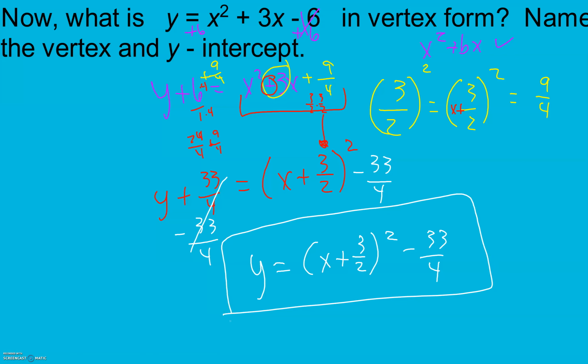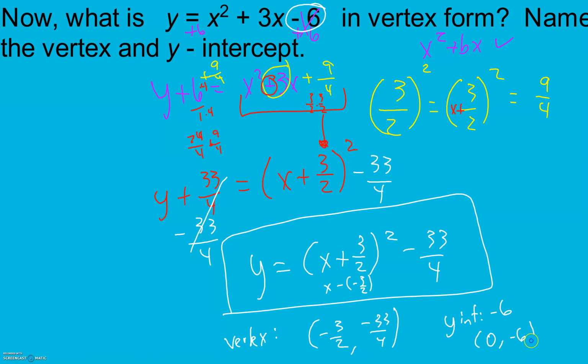Now, my vertex is h, k. Remember, this is x minus negative 3/2. And my y-intercept is my original c value, which again is the point (0, negative 6), because our y-intercept always happens when x is 0. So again, be aware what the question's asking.